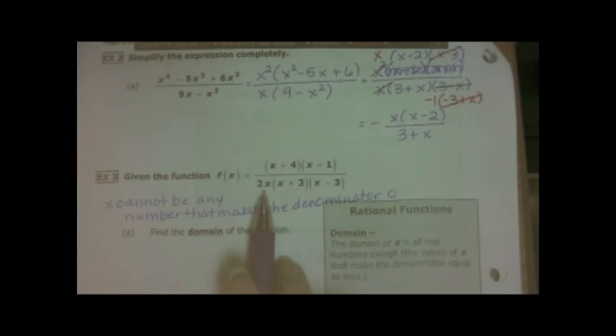X can't be 0. If this x is 0, this whole denominator is 0. X cannot be -3 because -3 plus 3 is 0, and 0 times the rest of this stuff is 0. X cannot be +3 because +3 minus 3 is 0, and 0 times the rest of this stuff is 0.